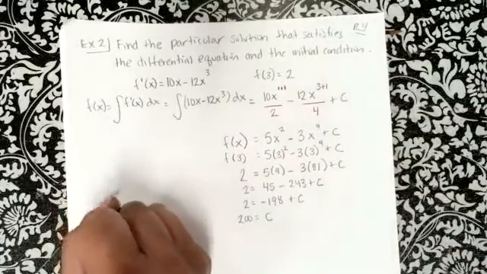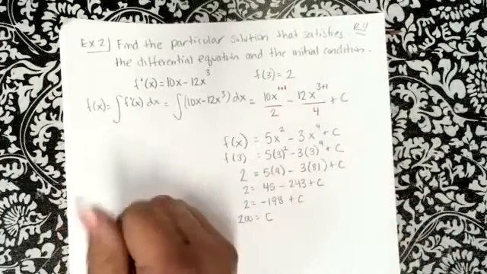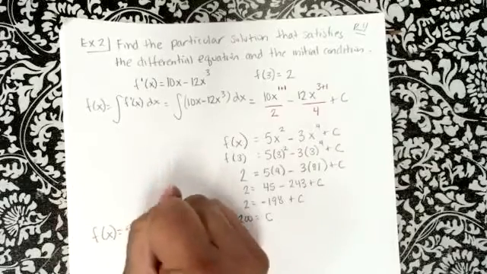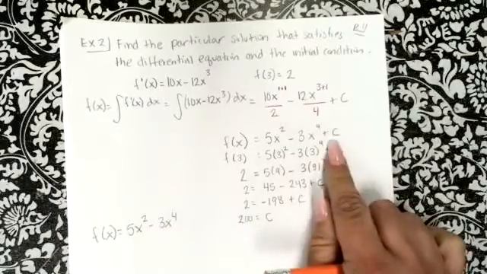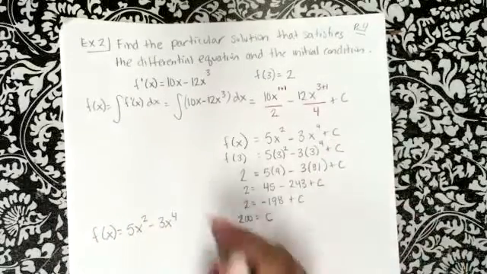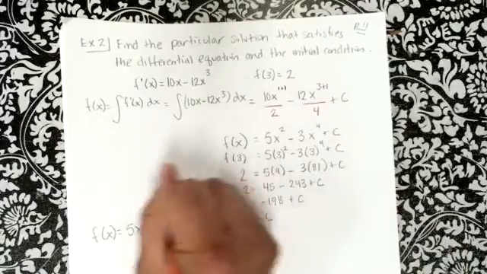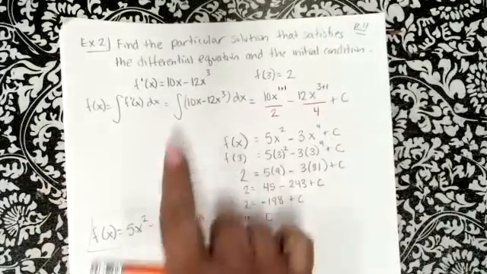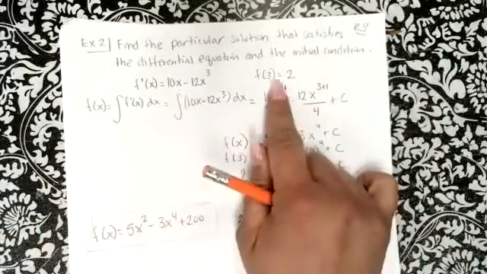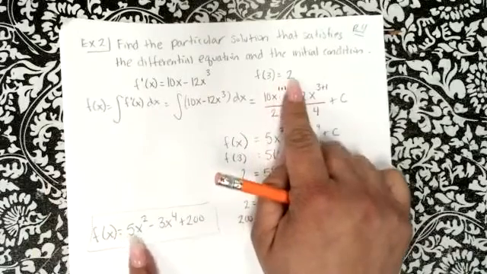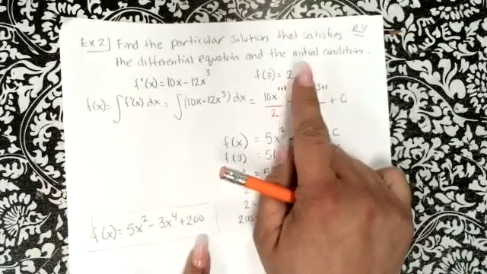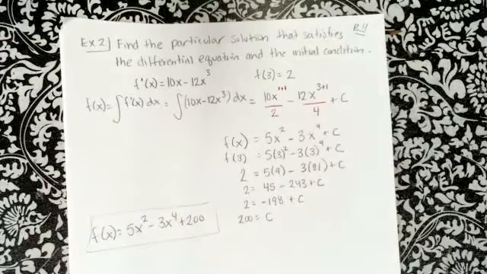So the answer here is f of x equals 5x squared minus 3x to the 4. And now I'm not going to write c anymore. I'm just going to write positive 200. And if you want to check your answer, take the derivative. That's what you should get. Go ahead and plug in f of 3. Make sure that when you plug in 3, you get the number 2. And that concludes our notes.